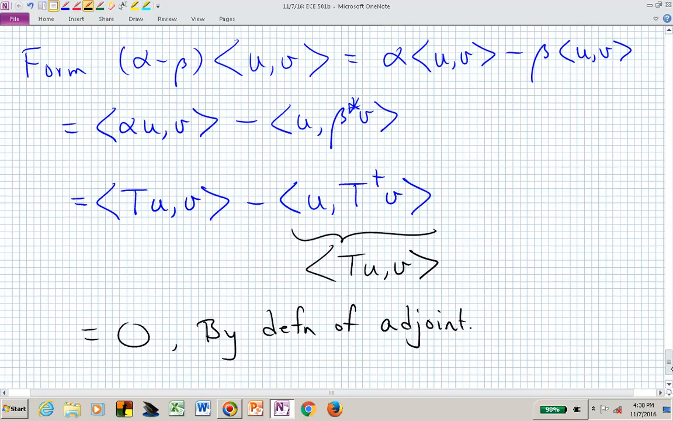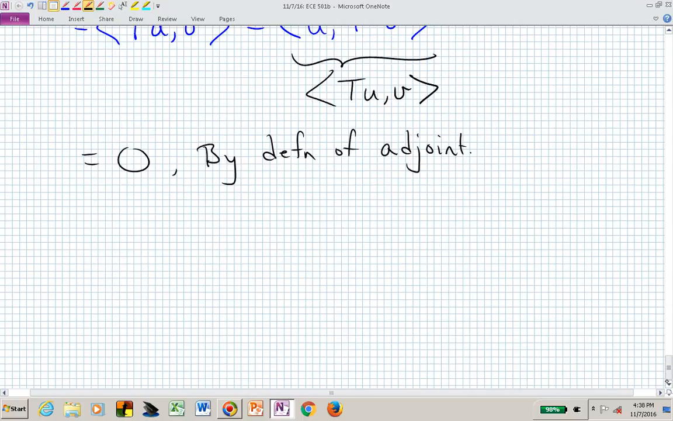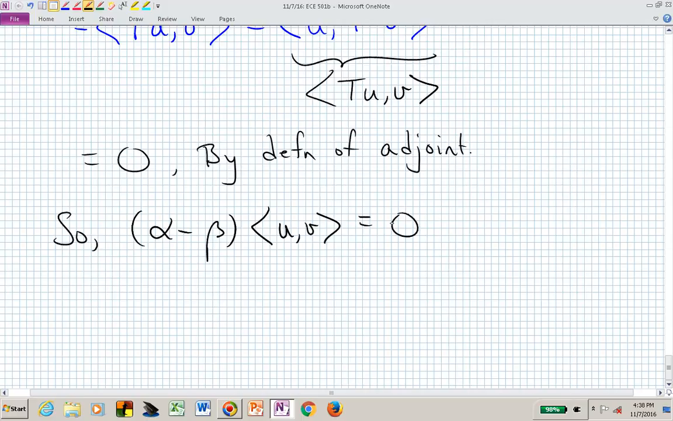Now that that's equal to 0, whatever we started with was actually equal to 0, which was this scalar alpha minus beta times the inner product of u and v. Now we can say that that is 0. So alpha minus beta times the inner product of u with v is equal to 0.